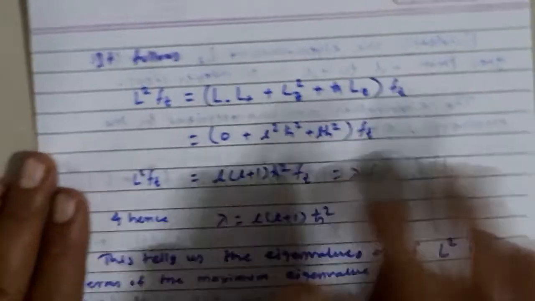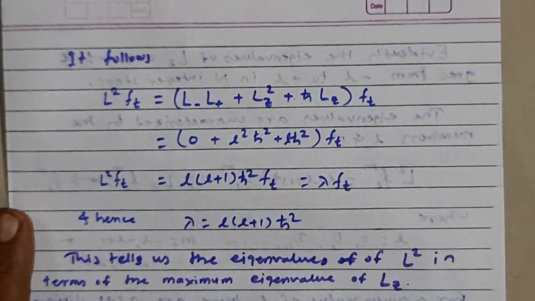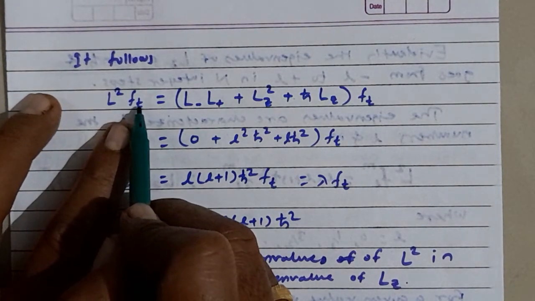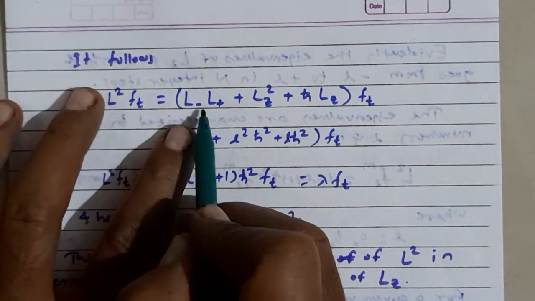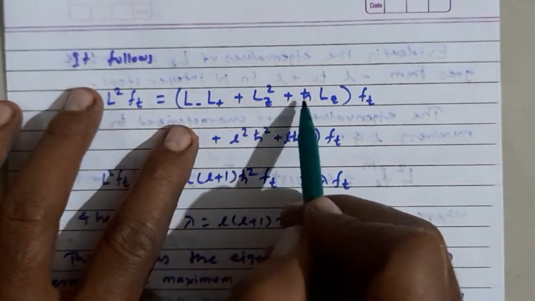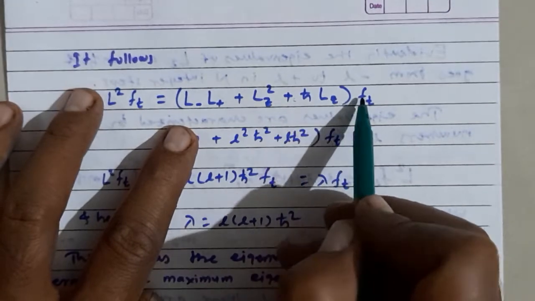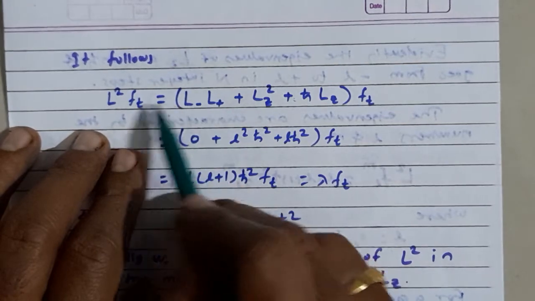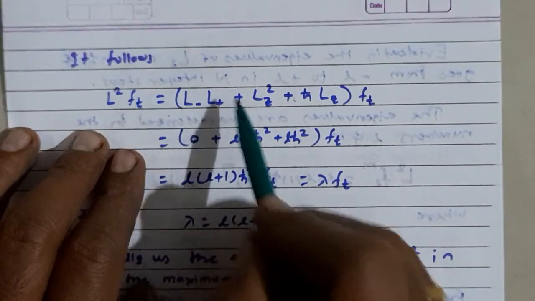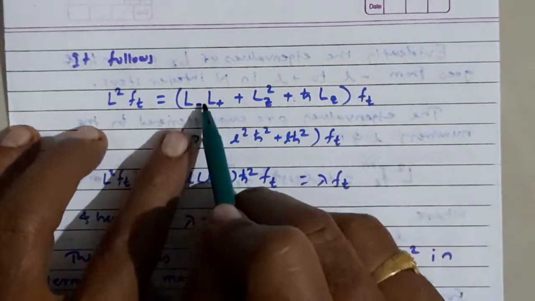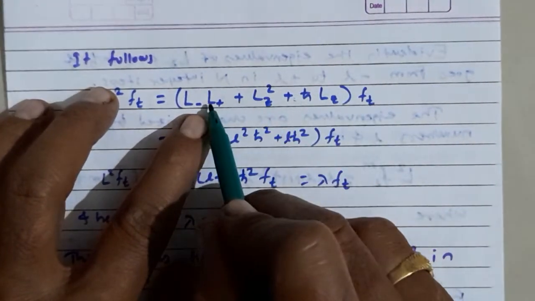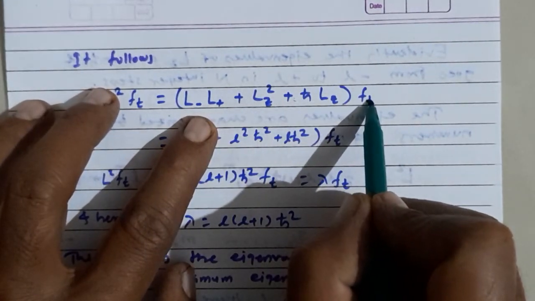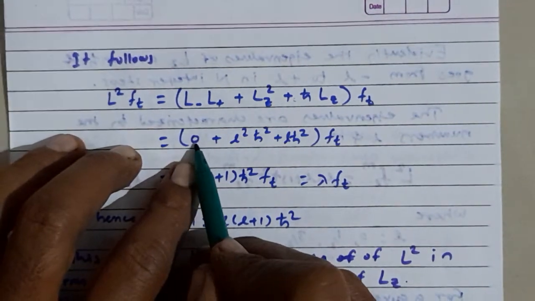So it follows that L², when operating on the ψt, the top rung eigenfunction, is nothing but L minus L plus, plus Lz² plus ℏLz, into ψt. So L² has been replaced with this new definition of L². Now we operate this L plus operator on ψt. When the L plus operator acts on the top rung eigenfunction, we will get 0. So that's why we will get 0.